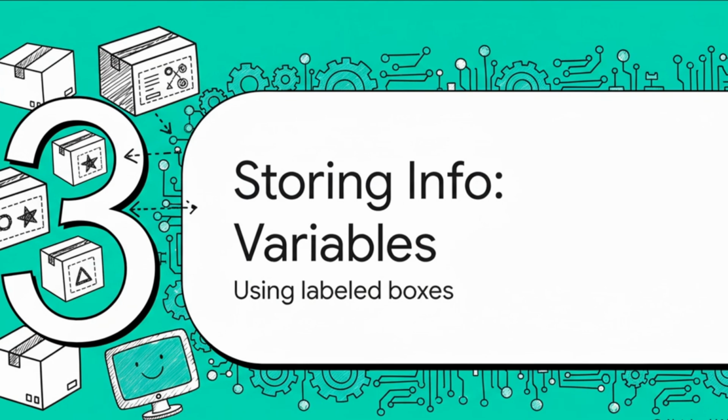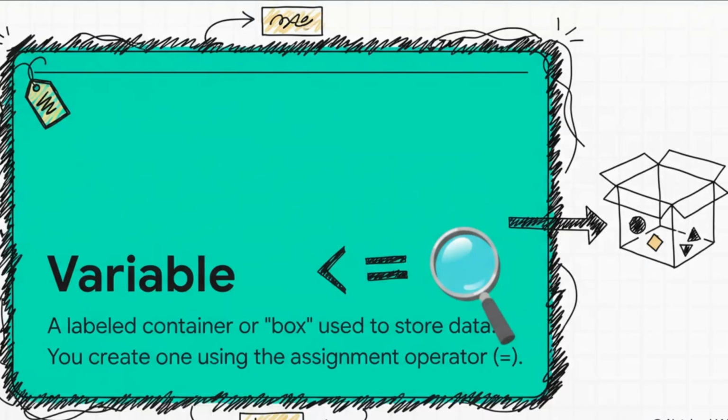So now that we can make the computer talk, let's teach it how to remember things. And for that, we use something called variables. The absolute easiest way to think about them is to just picture them as labeled boxes where you can store any piece of information you want. So really, a variable is just a name you give to a piece of data. That's it. We create one using the equal sign, which in programming we call the assignment operator. You're not saying two things are equal.